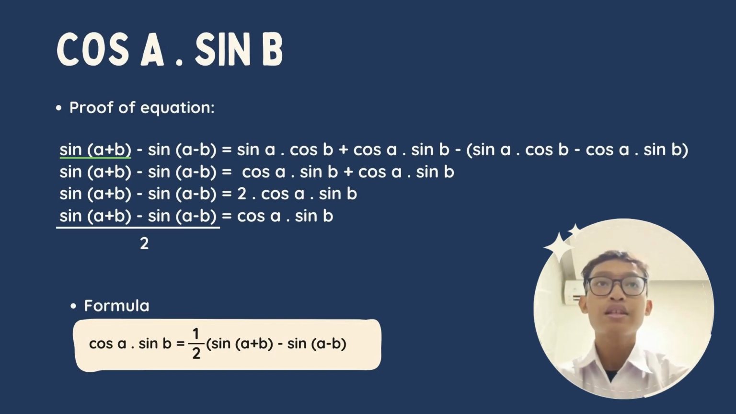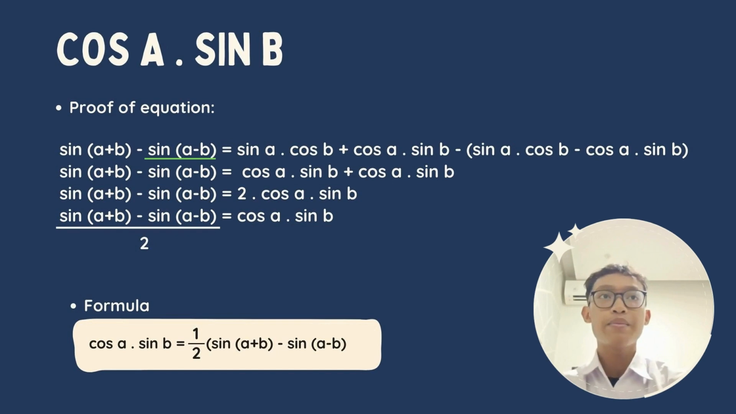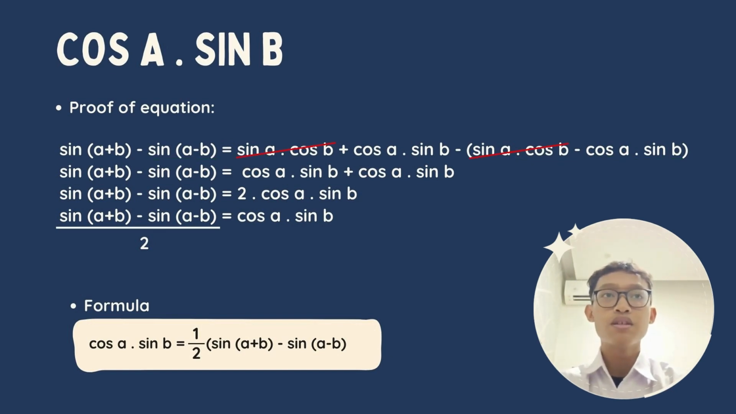The formula of sin(A+B) is sin A times cos B plus cos A times sin B. And the formula of sin(A−B) is sin A times cos B minus cos A times sin B. Once we know the formulas of these two, we just need to combine and subtract them. And then the result will become cos A times sin B plus cos A times sin B.